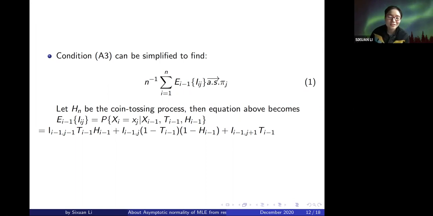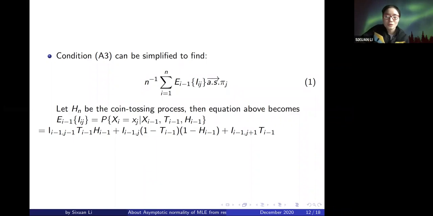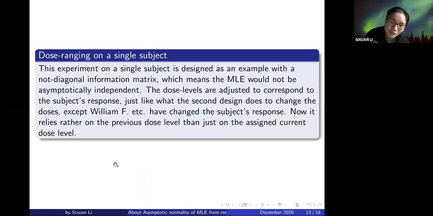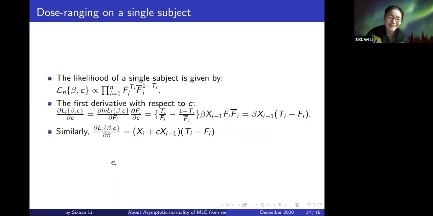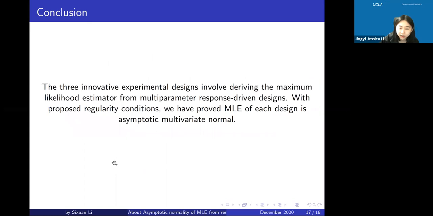All in all, the 3 innovative experiment designs involved developing the MLE for multi-parameter response-driven designs. And with the proposed regularity conditions, we try to prove that the MLE of each design is asymptotically multivariate normal. That's it.